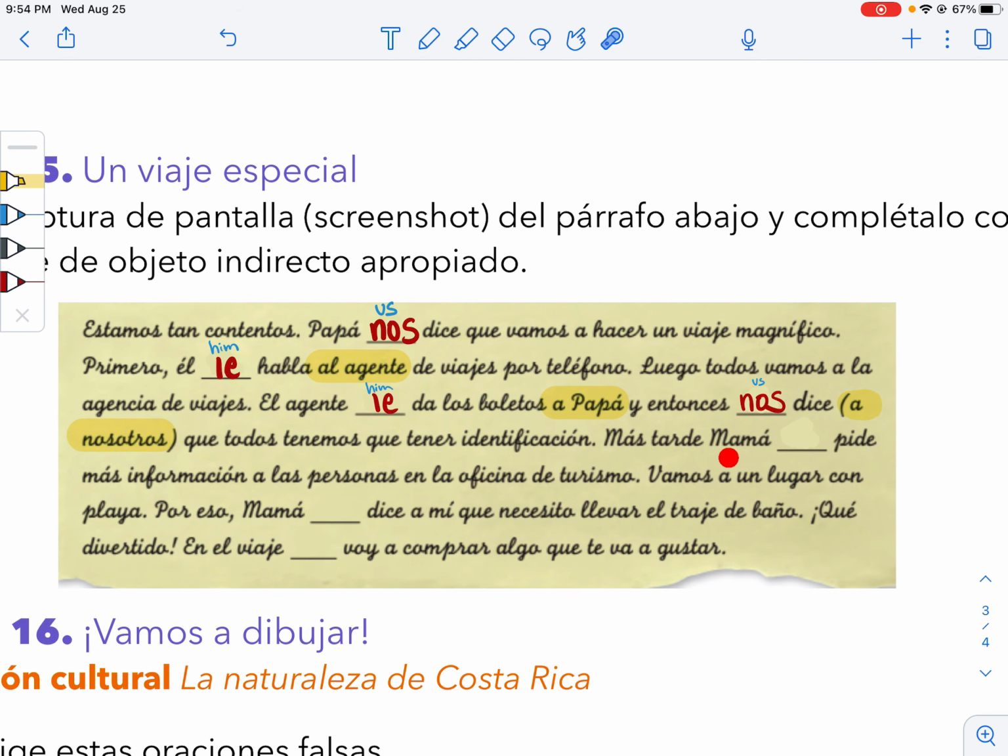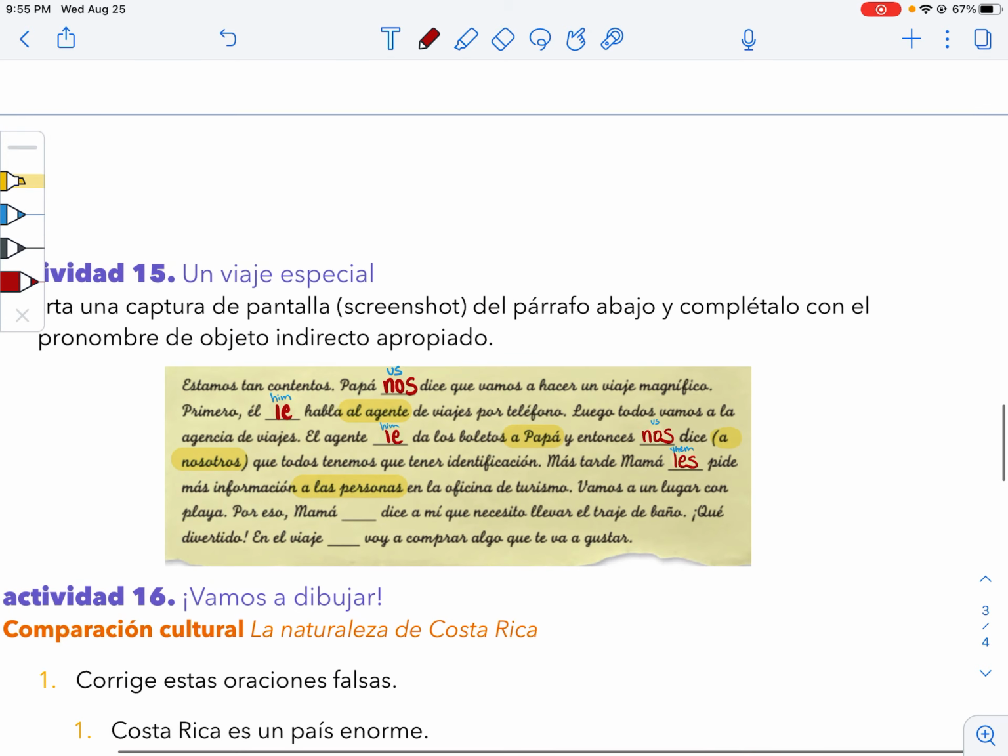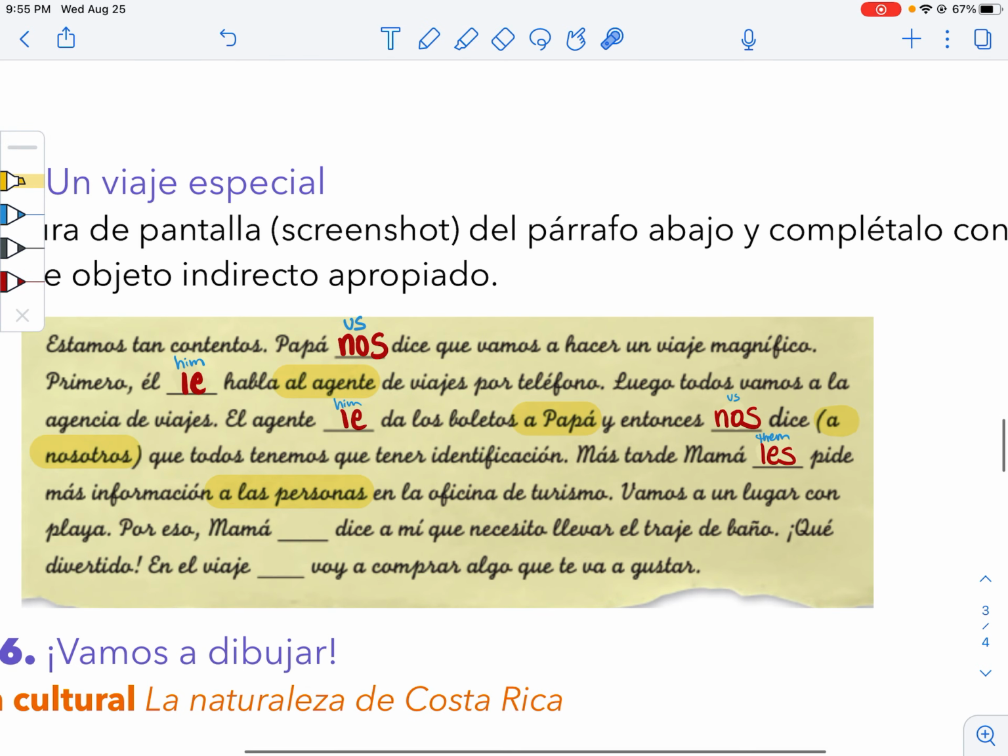Más tarde, mamá pide más información a las personas. She asks the people for more information. So she asks them for more information. Les pide. Les pide más información en la oficina de turismo.